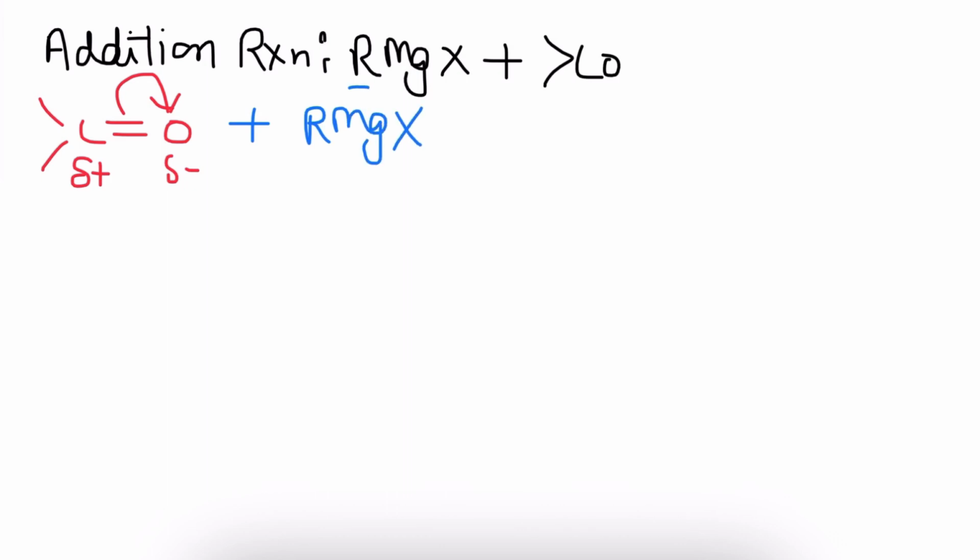Here magnesium, which is metallic in nature, is electropositive. With respect to magnesium, alkyl and halide part are electronegative. So this carbonyl compound undergoes addition reaction with Grignard reagent resulting in the formation of addition product. In the addition product, carbonyl carbon forms bond with the alkyl part of Grignard reagent and carbonyl oxygen forms bond with magnesium halide of Grignard reagent.